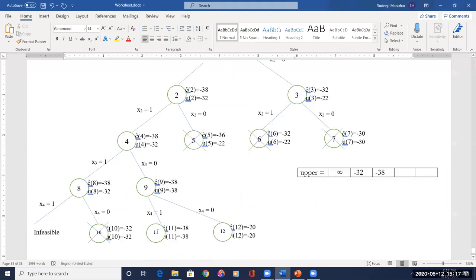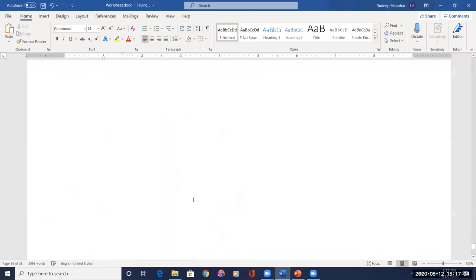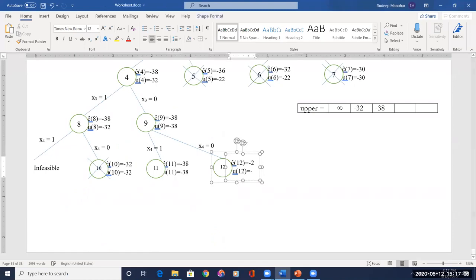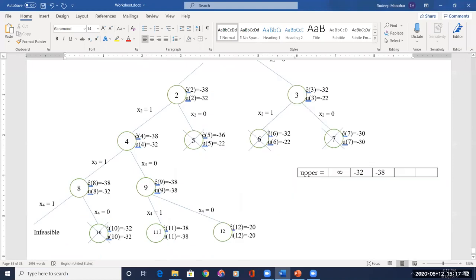Now check the values of these two child nodes of 9 that you have just computed. Which is lesser? Minus 38 is lesser. U of 11, whether it is lesser than upper, it is also having minus 38, therefore no changes.